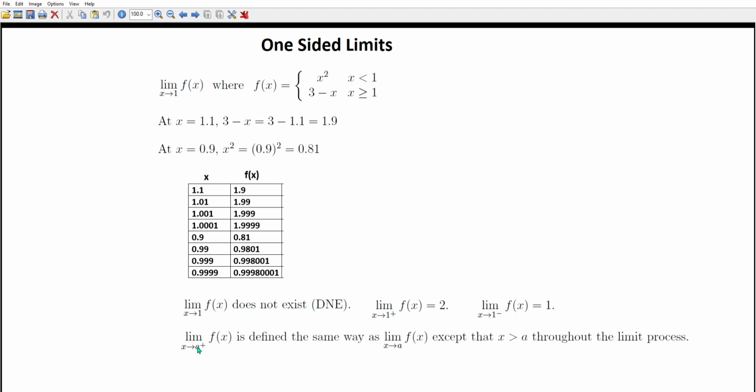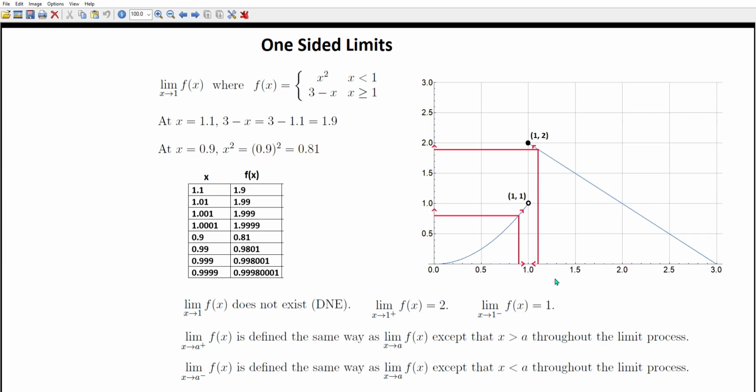The limit as x goes to a plus of f of x is defined exactly the same way the limit as x goes to a is defined, except that x is going to be bigger than a throughout the limit process. We don't allow x values less than a, and the limit as x goes to a minus of f of x is defined in a similar fashion. Now, however, x is only allowed to be less than a through the limit process. So bigger than a, x goes to a plus, less than a, x goes to a minus. And now if we look at our graph, we can see what's going on here.